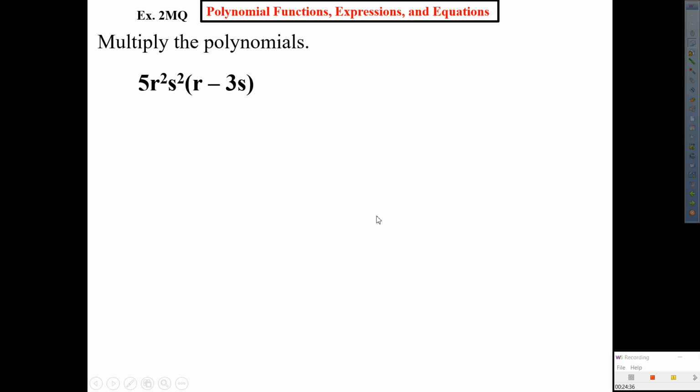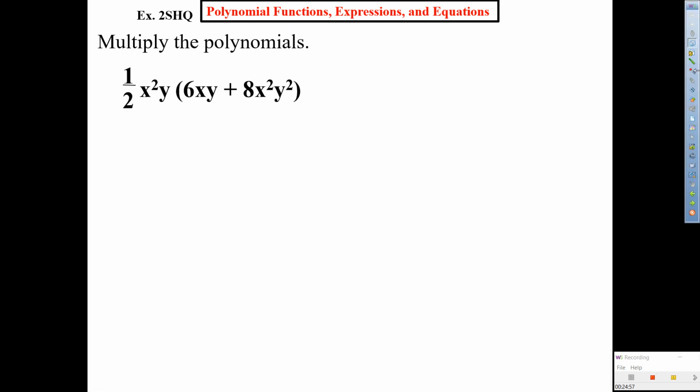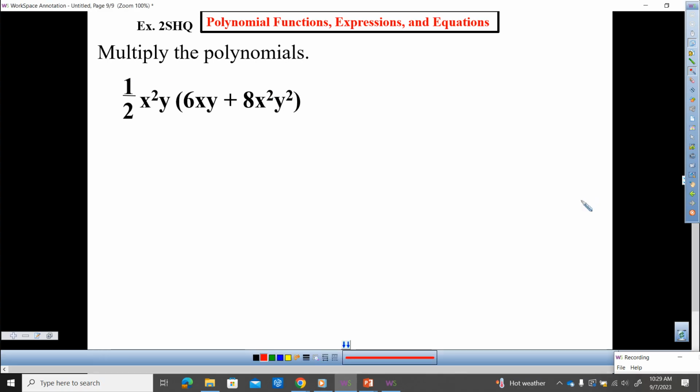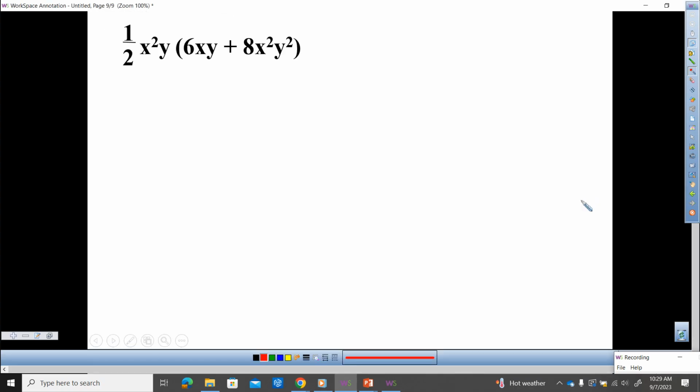Copy this one. Example 2 to them Q. 1/2 x squared y times 6xy plus 8x squared y squared. Okay? Once again, do that both ways. But just to get us started, who went last? Brandon? All right, Brandon, pass someone. Martin, what do I do?